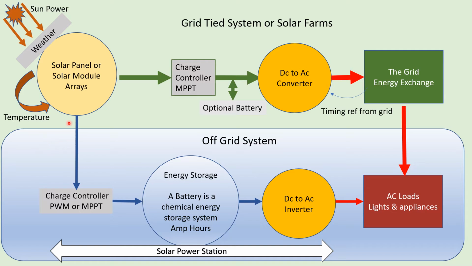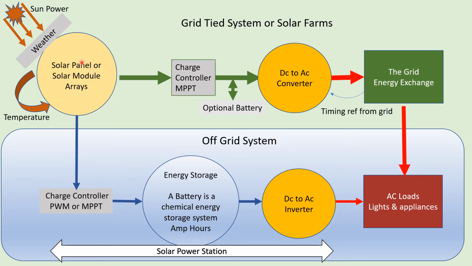All right, let's go to the off-grid system. We have the same solar panel array. And if you really want to run a whole house, you're going to need a lot of solar panels. One or two panels of a couple hundred watts just is not going to do you much good.